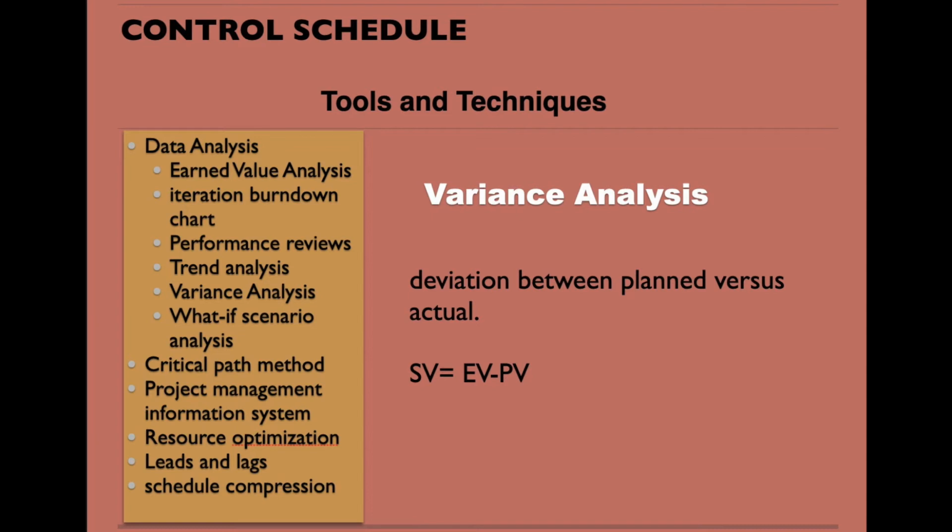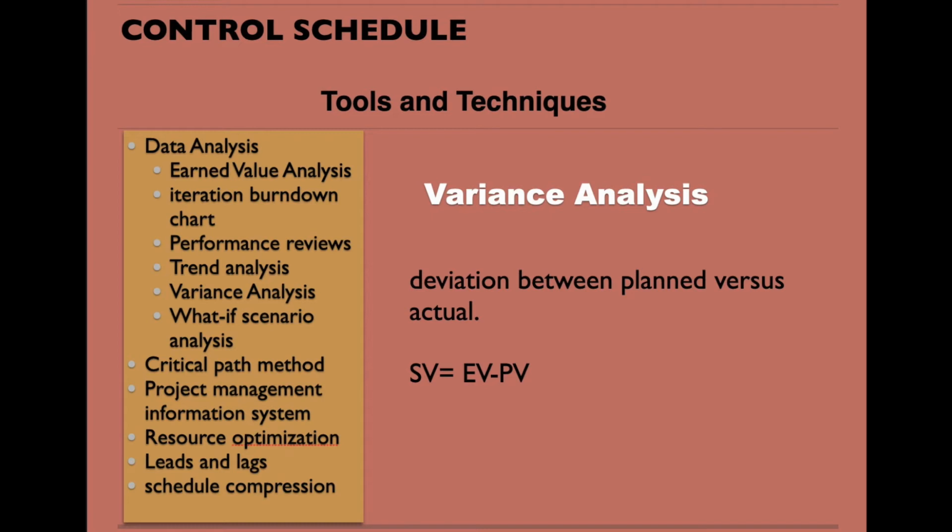Variance analysis, we check the deviation between our planned value against actual performance. So for example, for the schedule we have schedule variance, SV is equal to earned value minus planned value. For example, we have calculated that we have earned 10 units, and actually we have planned 12 units. So we are 2 units less than what we have planned.